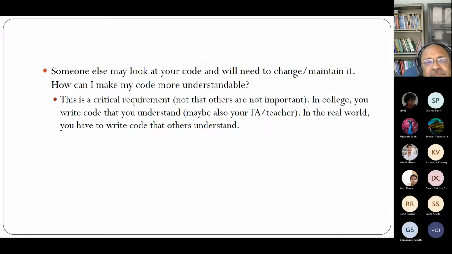And this is the last one: someone else may look at your code and will need to change and maintain it. You may be gone, the code stays. Somebody gets hired in your place. Features get added later on. Somebody will have to do that, and they're building on your code. So they have to understand your code and maintain it. So how can I make my code more understandable?